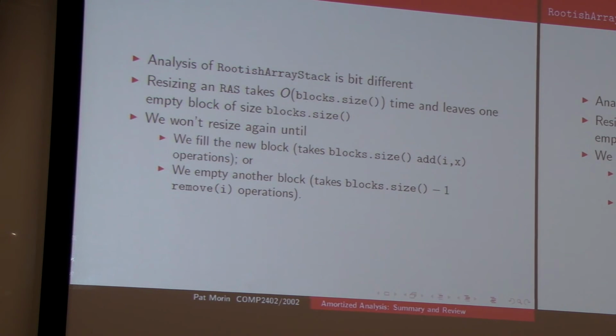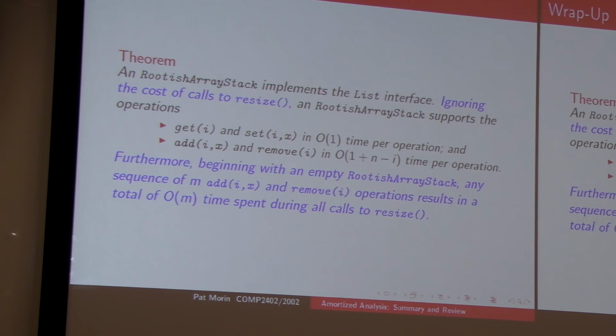And so the time between creating this block, or let's say if we just created a block, the time since the last time we created a block, the number of operations that have happened is at least B minus 1. B is the size of the block that we're creating, so that's the time it takes us to create it. So that gives you the same result.